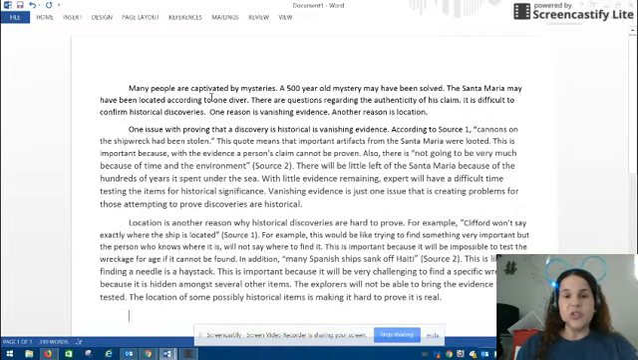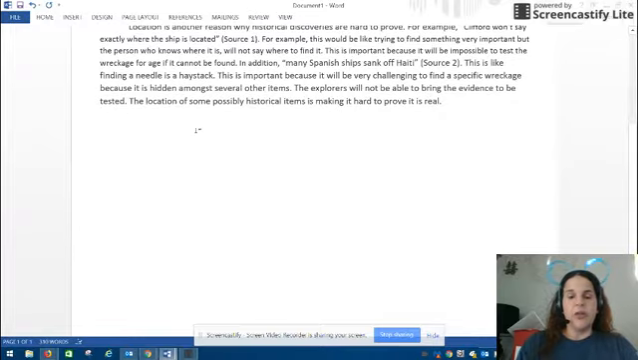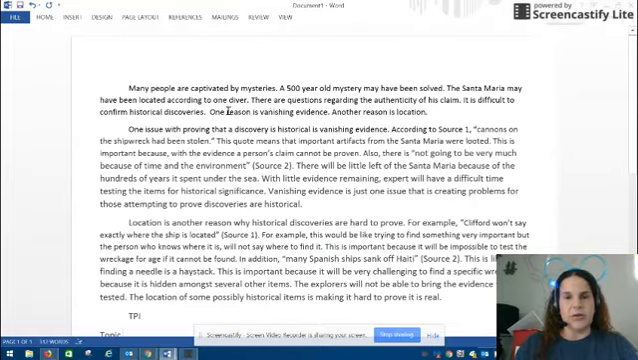Okay, remember this one, we wanted to think of hit, hook, information, topic, sentence. For the conclusion, we want to think of TPI. What is TPI? The topic sentence, which was that most important sentence here, right? The controlling idea: it's difficult to confirm historical discoveries. We need to put that in there.